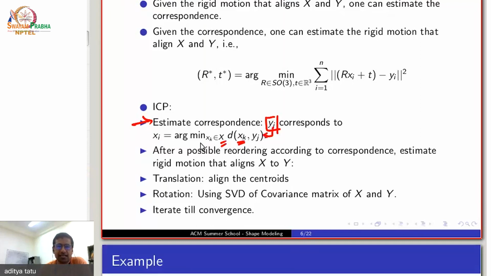Then you of course take the point in the mesh X which is the closest. That is your corresponding point. And you of course do this for all points yj. Okay, so that's going to give you your initial correspondence.